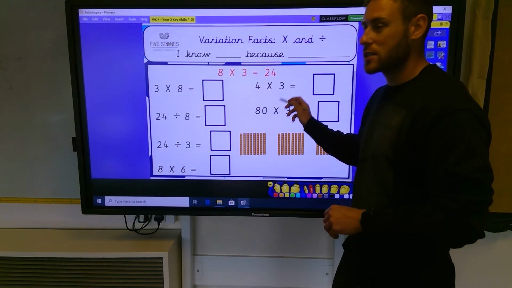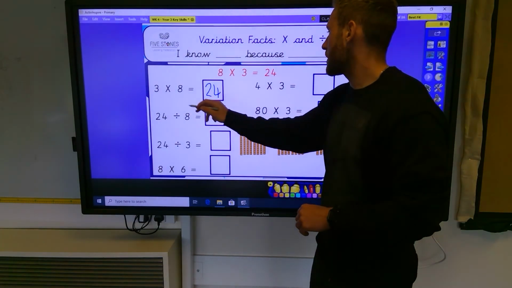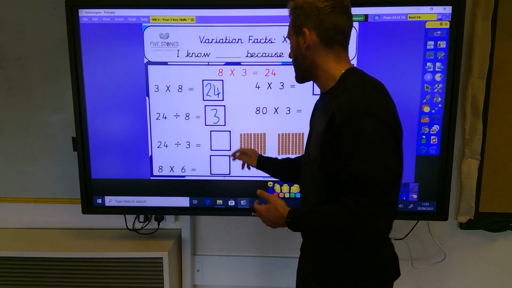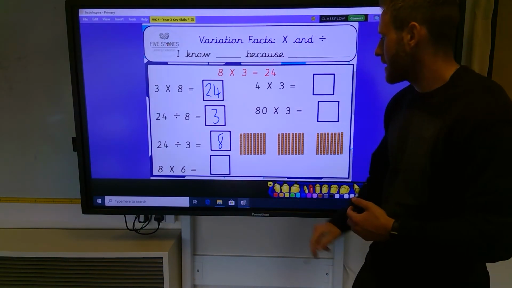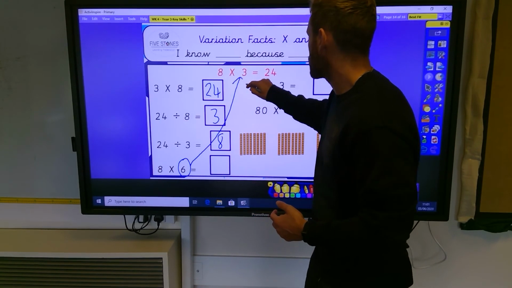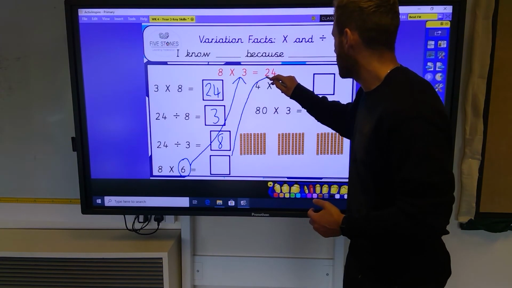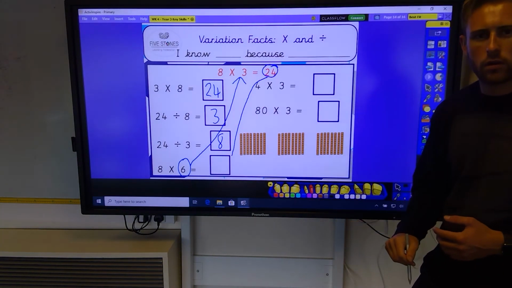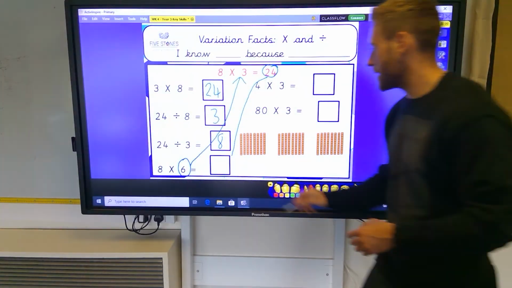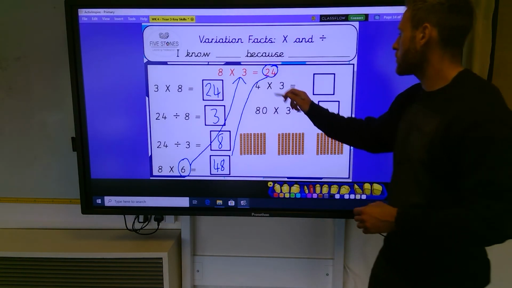So we know 8 times 3 is 24, so we know 3 times 8 is also 24. We know 24 divided by 8 gives us the 3. We know that 24 divided by 3 gives us the 8. The 8 times 6, the relationship being 6 is actually double the 3. So we need a double of the 24. What's double 24? Double 20, 40. Double 4 is 8. 48. Fantastic.